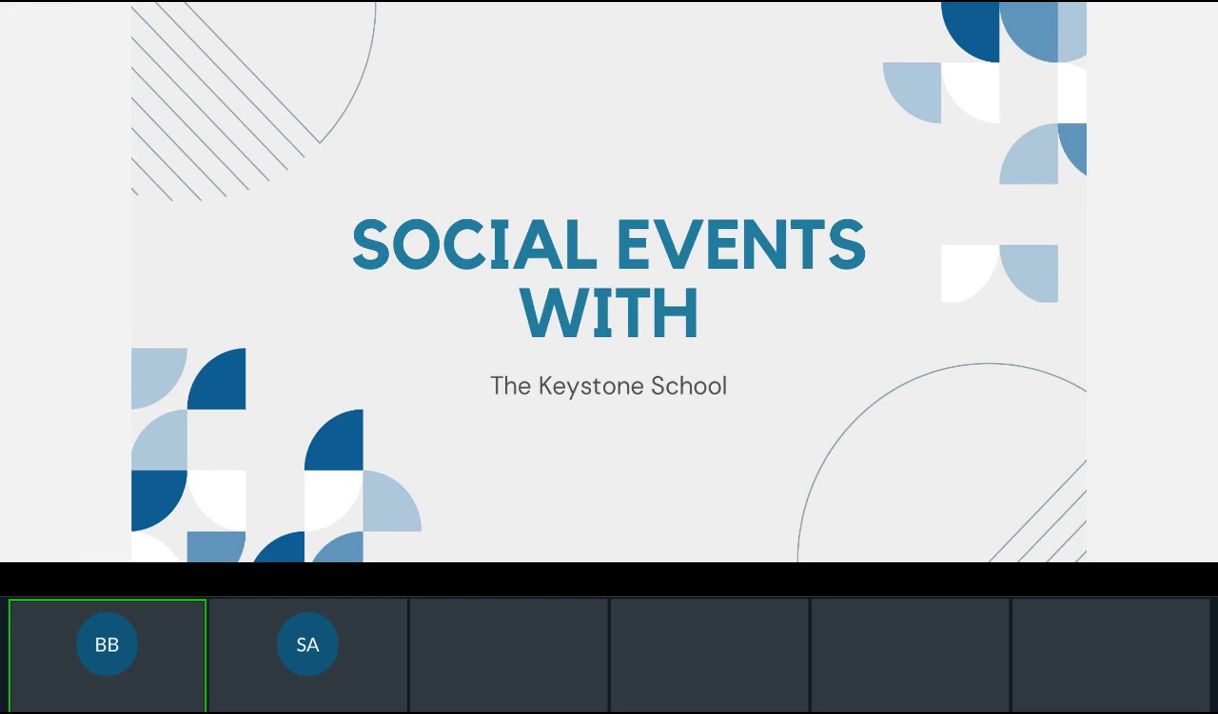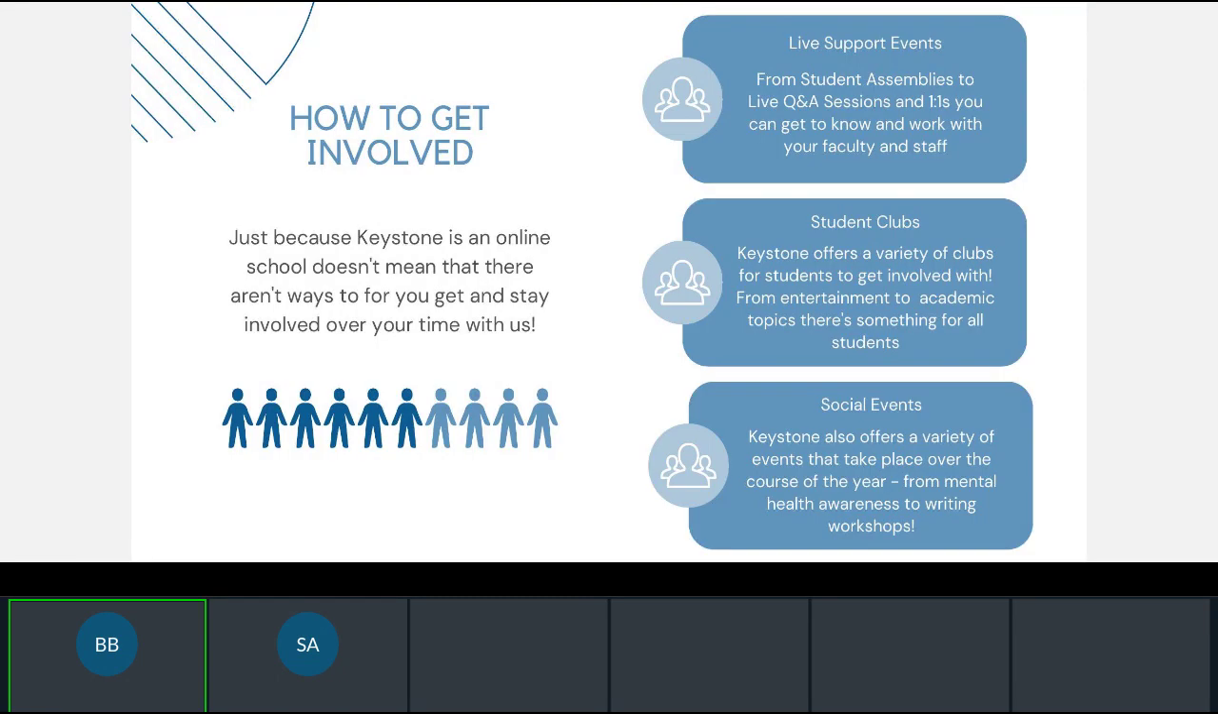And today we're going to talk about what social events students can get involved with here at the Keystone School. I know for many students that I talk to who have just enrolled, they have questions about how they can still be involved, how they can still have time to communicate with other students and have that peer to peer interaction. And we want to be able to tell you that just because Keystone is an online school doesn't mean there aren't other ways for you to stay involved over your time with us.